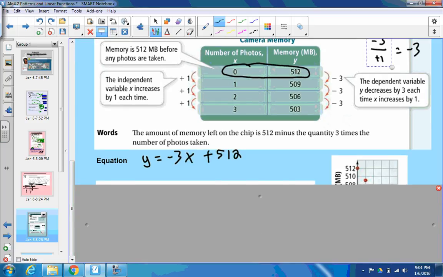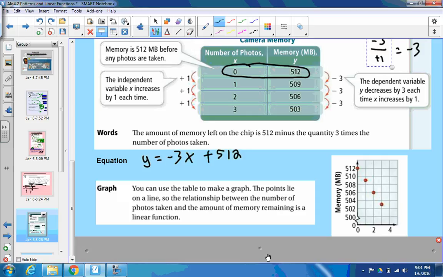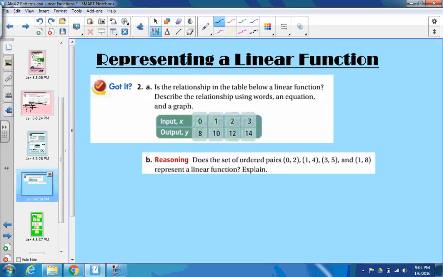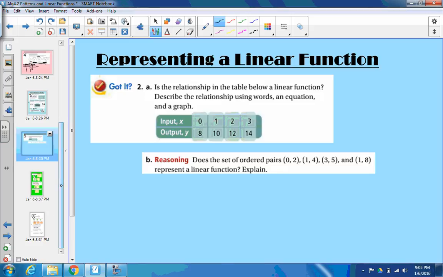So that's your equation. And in a graph, you just plot the points, and if you look at it, it is going to be a line. It's linear. All right? We're going to actually try this one in class next time together. So if you want to try it on your own now, you can. We're looking for words, an equation, and a graph for this function. We want to figure out if it's linear as well.